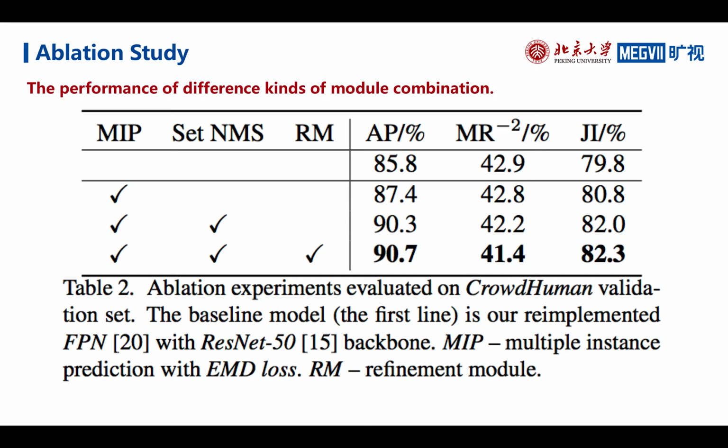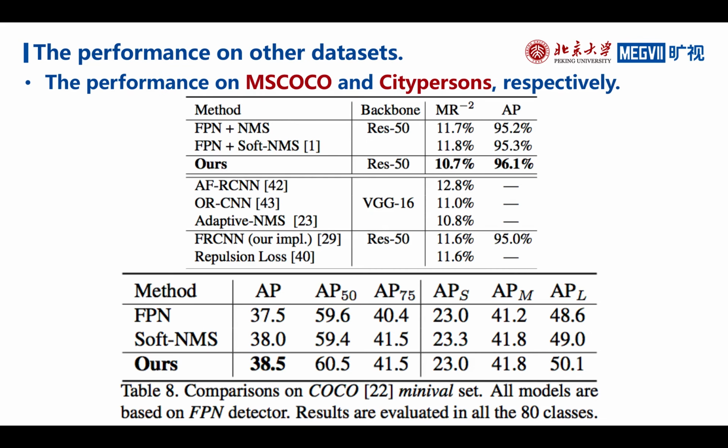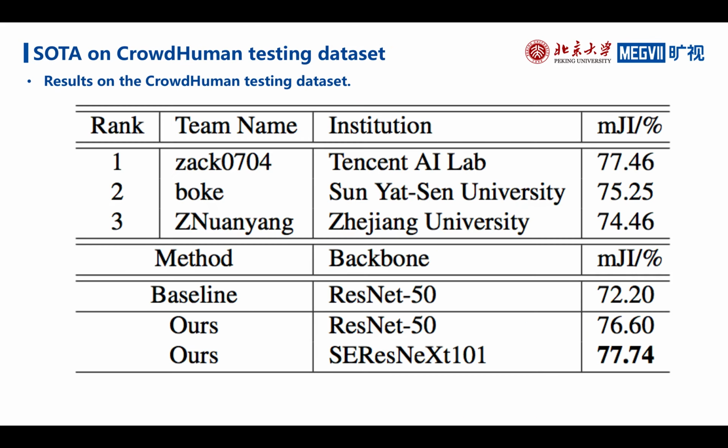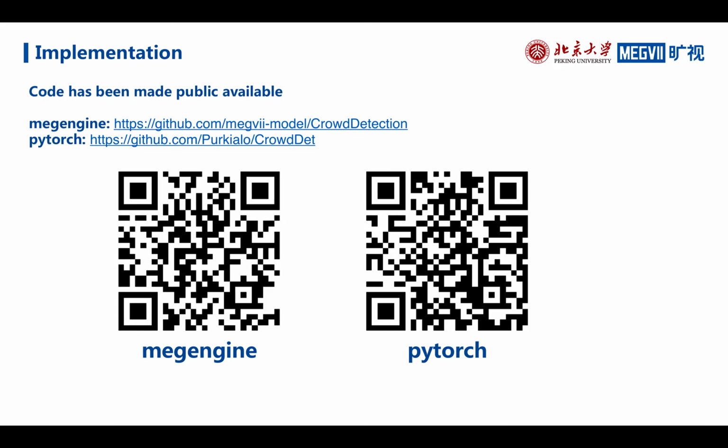We also do some ablation studies on different kinds of module combinations. The performance of different K is also conducted. The performance on COCO and CityPersons respectively is listed below. We also conduct experiments on the crowded testing data, and the result is listed in this table. Detection result visualization is also provided.